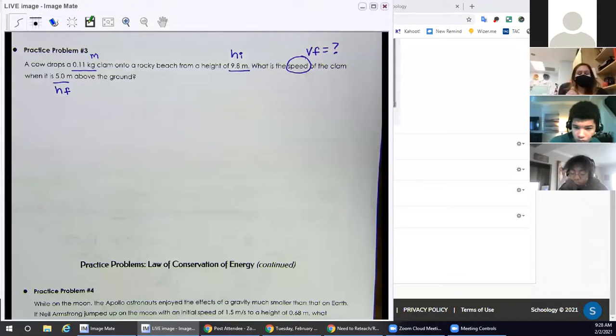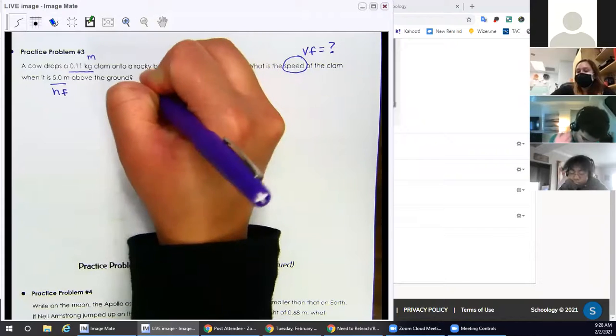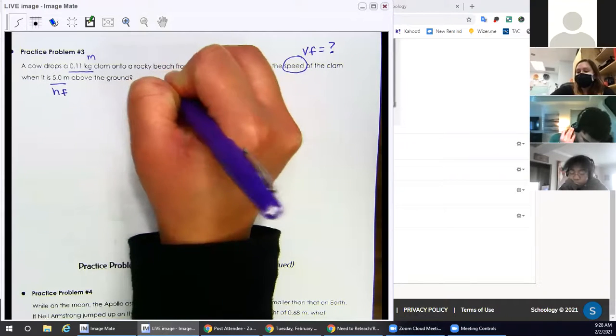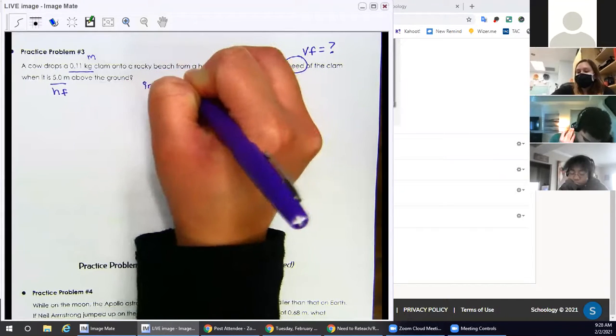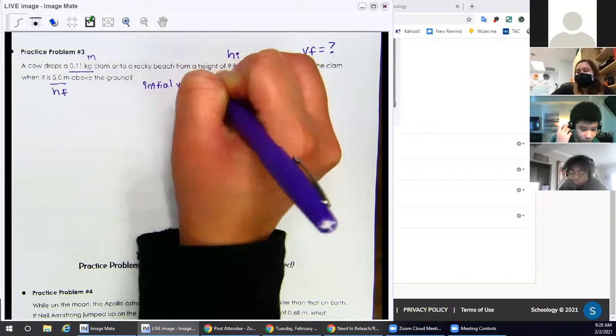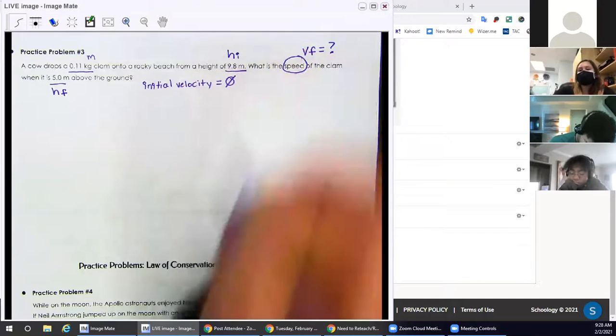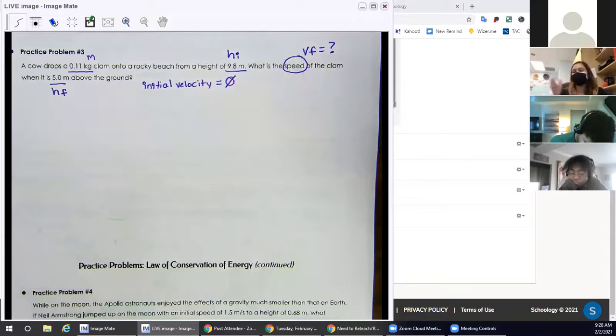Just so I can make sure we're all on the same page, does anybody want to tell me what they got for initial velocity? 0. Good job, 0, because we're about to drop it. We haven't dropped it yet. Anytime you're holding something and about to drop it, initial velocity is 0. Good job.